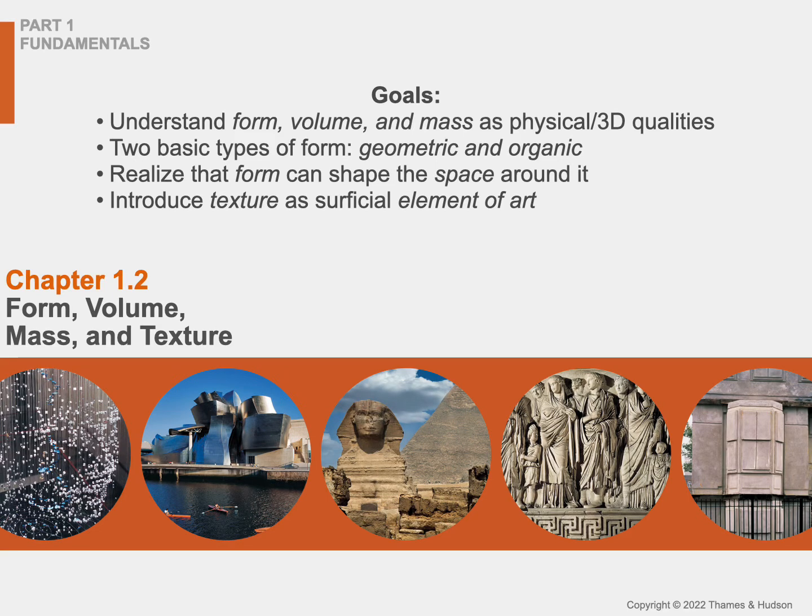Chapter 1.2: Form, Volume, Mass, and Texture. What are these terms? Are they elements or principles of art? They are elements, the building blocks that lead to the development of the principles of art. In particular, these elements, form, volume, mass, and texture, have to do with three-dimensional objects with mass that exist in space.